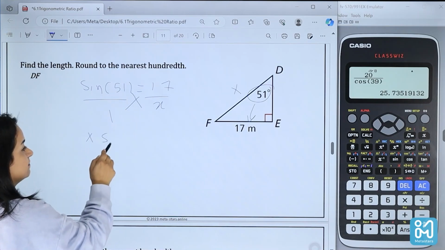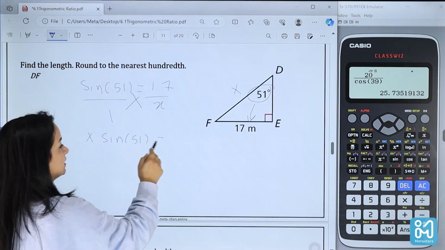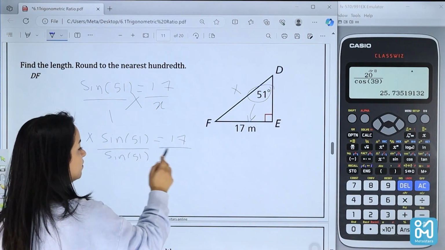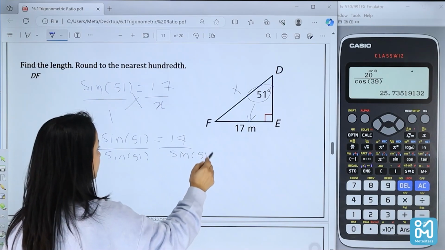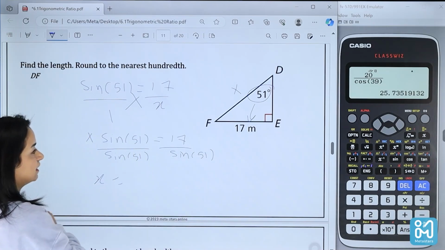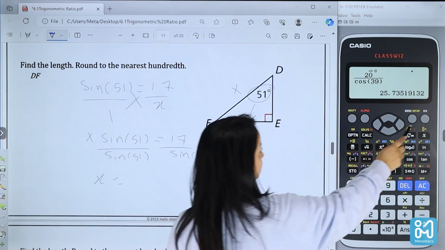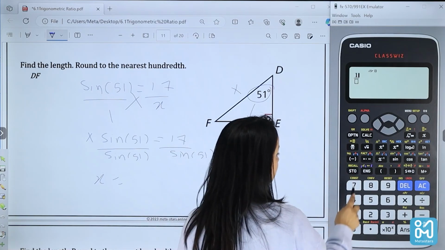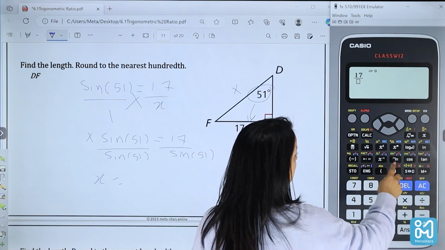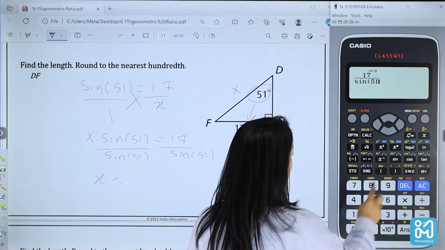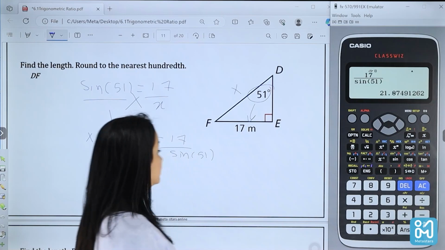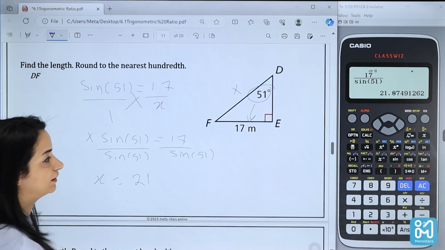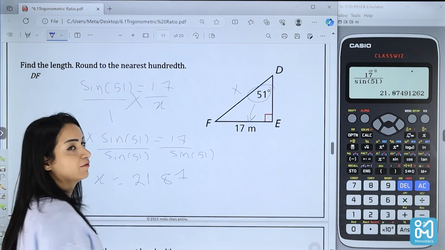Again, we can use cross multiplication or shift solve as you want. So x times sine 51 is equal to 17. So divide over sine 51, over sine 51. So x must be equal to 17 over sine 51. It is equal to 21.87. It's the length of the hypotenuse here.